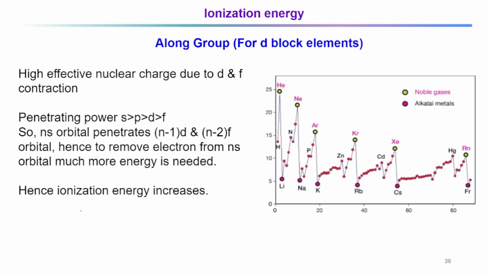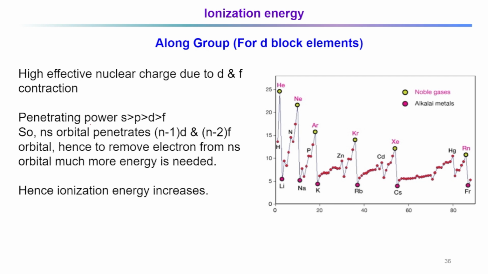So in case of D block elements, when we go along the group from top to bottom, there is a high effective nuclear charge due to D and F contraction. So the effective nuclear charge increases because of the D and F contraction. The D and F electrons are actually diffused in nature. They have less shielding power. So that's why the further S and P electrons have more attraction towards the nucleus. So the effective nuclear charge is much more on those furthermost electrons also.